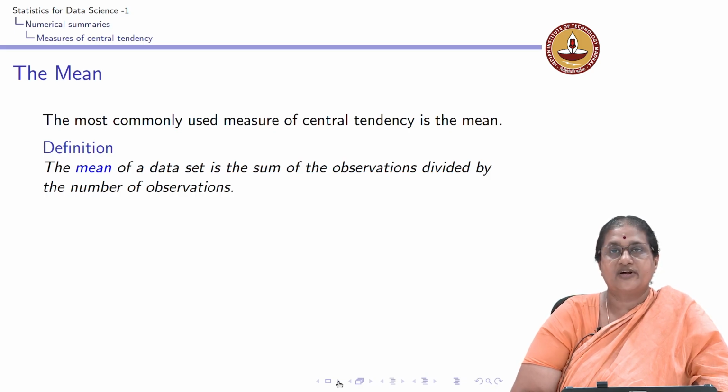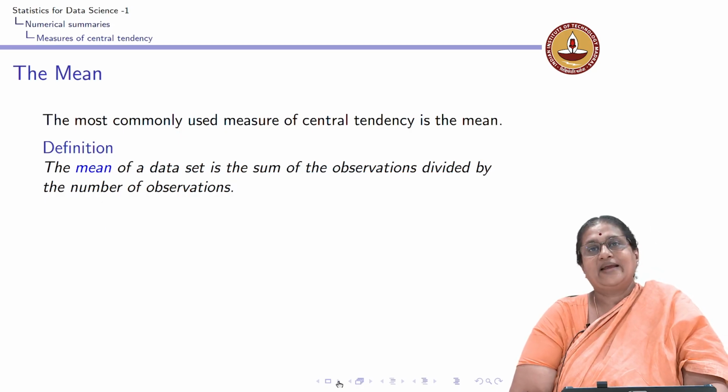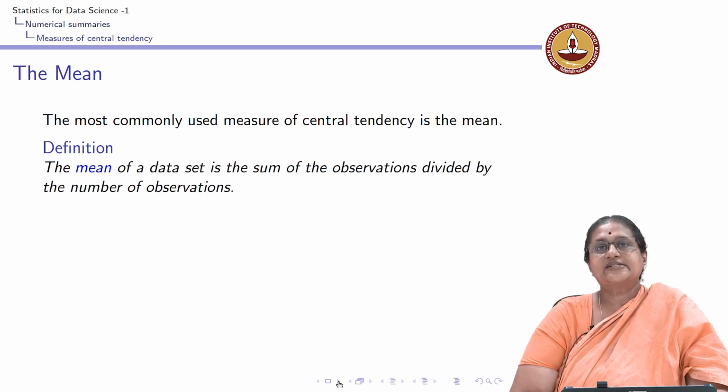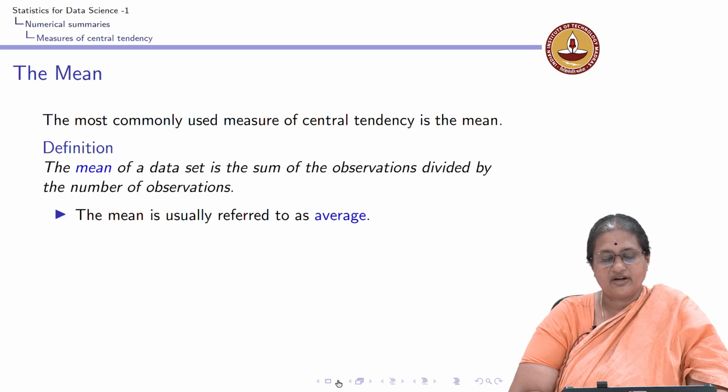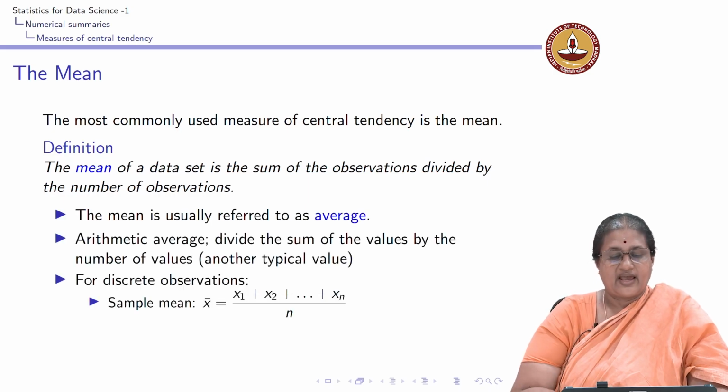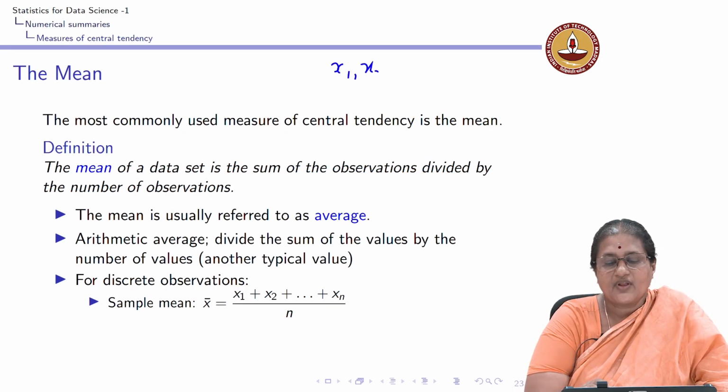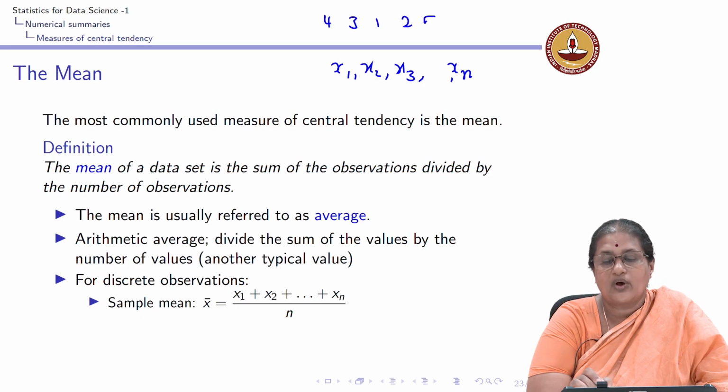When we talk about measures of central tendency, the most common measure is what we refer to as the mean of a data set. I define the mean of a data set to be the sum of the observations divided by the number of observations. So now let's formally define it. Suppose I refer to my observations as x1, x2, up to xn. For example, I have my data which is 4, 3, 1, 2 and 5. I have n equal to 5 here. My x1 is 4, x2 is 3, x3 is 1, x4 is 2 and x5 is 5.